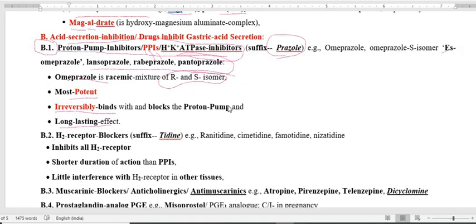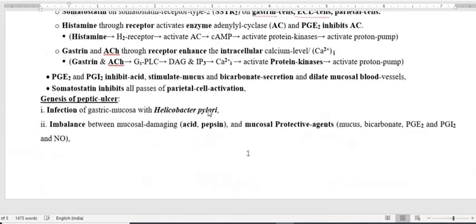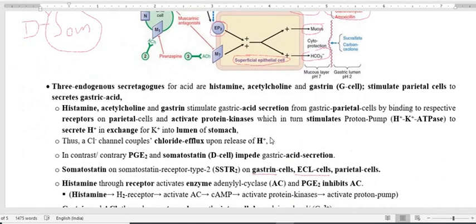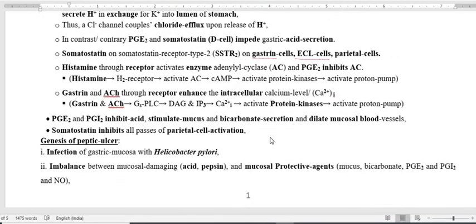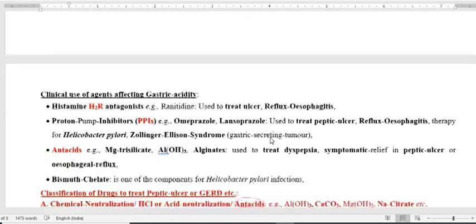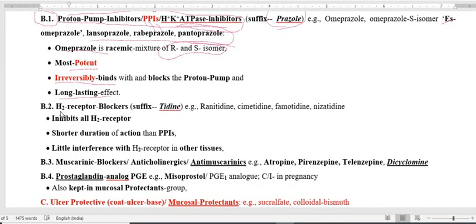So this is about the proton pump inhibitor that we already saw. This is the proton pump. The drug is going to act on this, and therefore it irreversibly binds and inactivates the enzyme, and therefore inhibits the release of hydrogen ion, and therefore hydrochloric acid will not be formed. Another one under the classification is H2 receptor blocker.